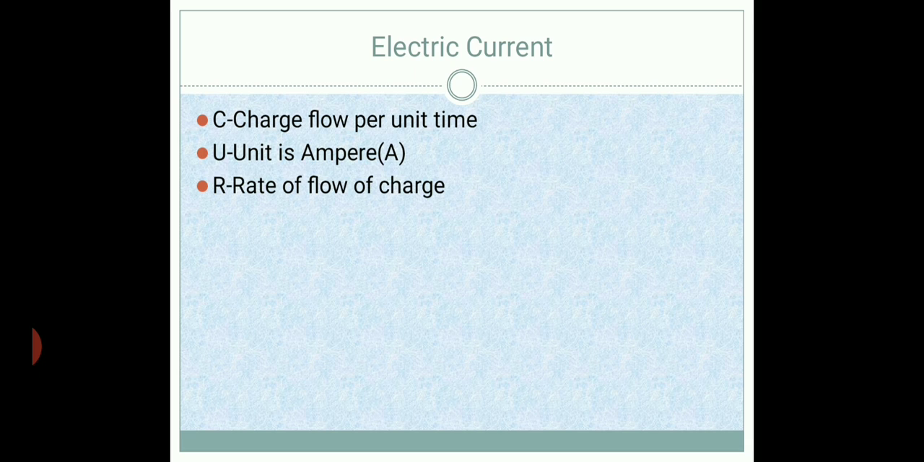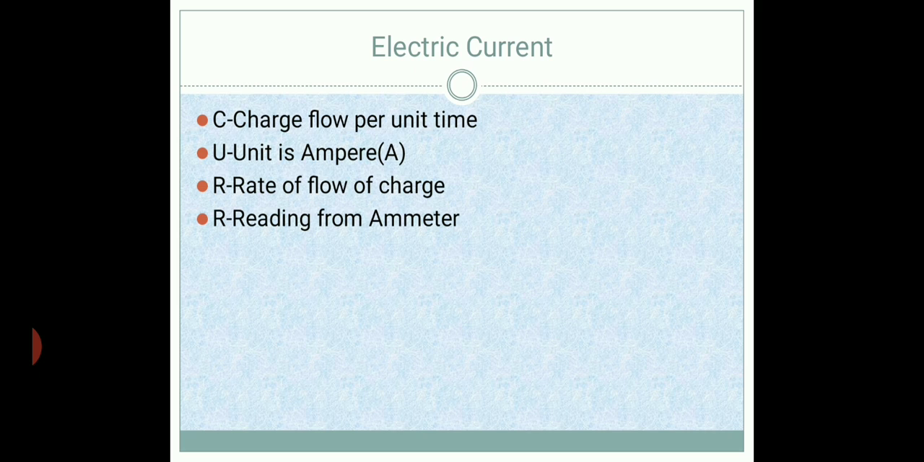R can be memorized as rate of flow of charge. We can define electric current as rate of flow of charge. It's a very different and very easy definition. Please keep this thing also in your mind.